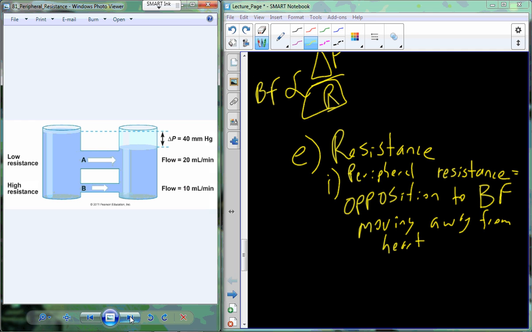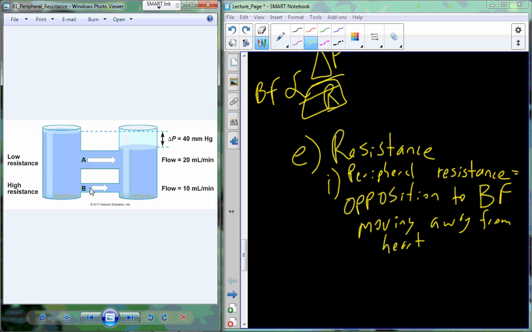So the picture that you're looking at here, we have two different vessels. We have two different chambers. Let's start with the chambers, okay? And there are differences in pressure between the chambers, okay? So this is our pressure difference. And then we need to know about resistance here. What is our flow going to equate to? Well, the flow is going to equate to the differences in resistance.